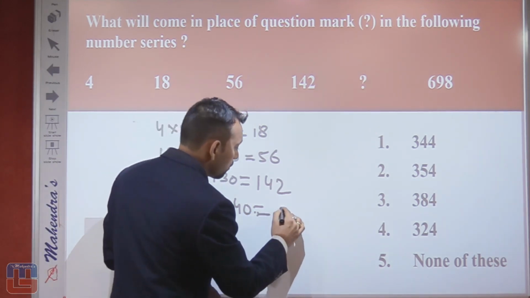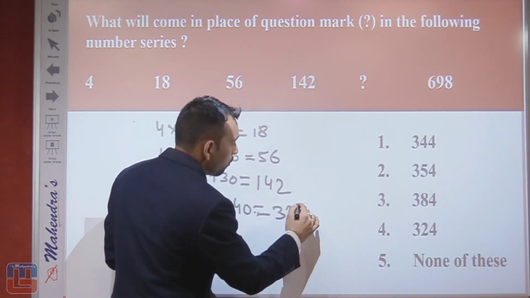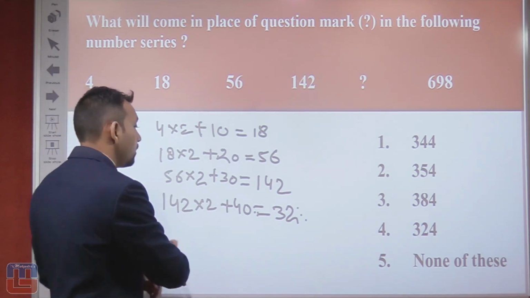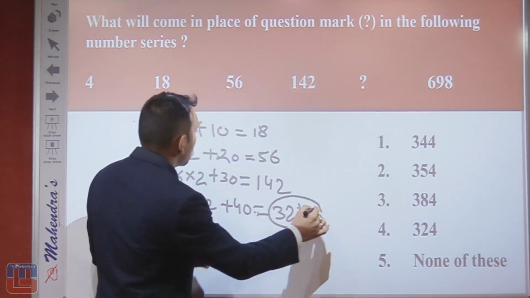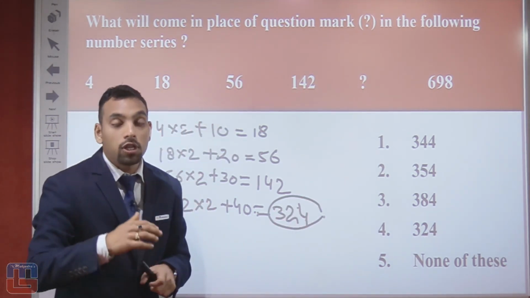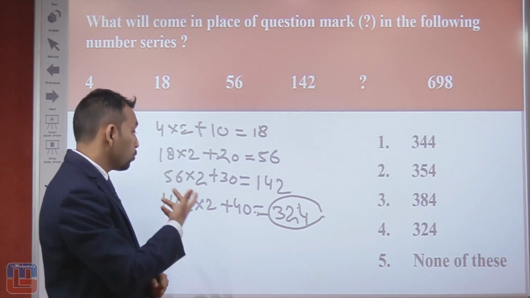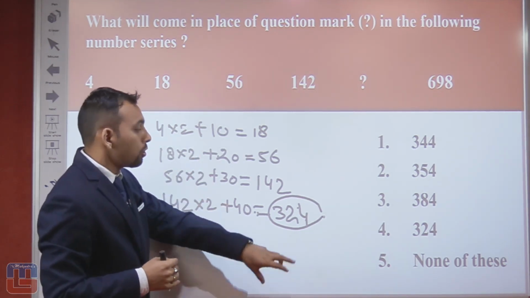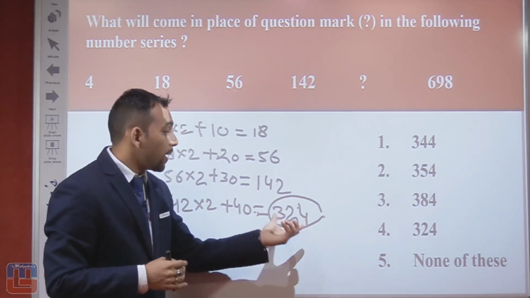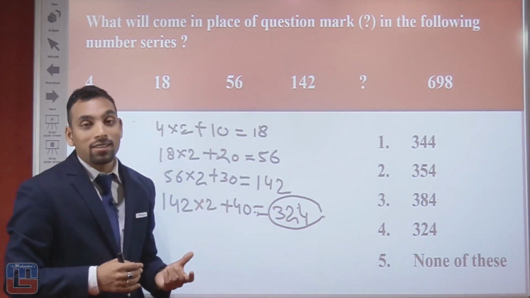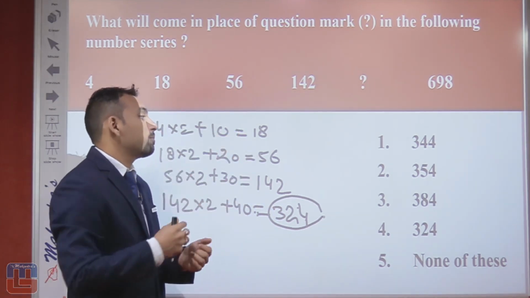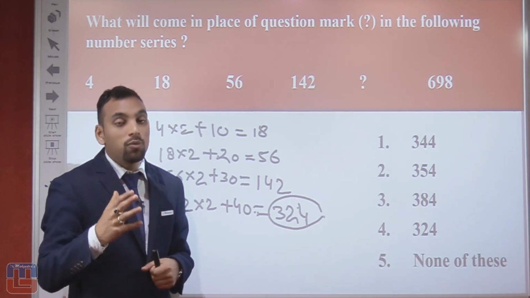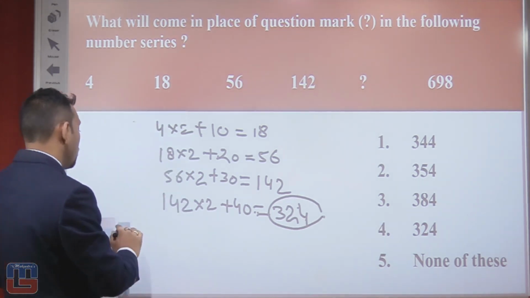So the answer of this question will be equal to 324, and the logic of this number series is multiply 2 plus 10, multiply 2 plus 20, multiply 2 plus 30, and multiply 2 plus 40. In the same way we can check also, multiply this one by 2 and plus 50, you will get 698. So this is the logic behind this number series, right? Let us move to the next question and see what the next number series is.